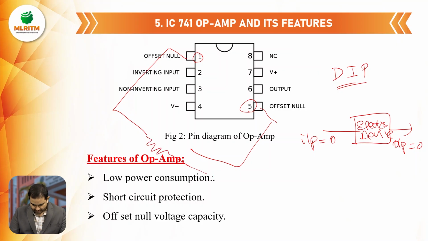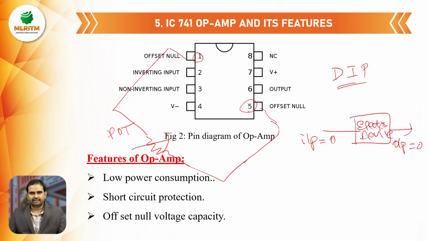Potentiometer is nothing but variable resistor only. So here I have connected a potentiometer across pin 1 and pin 5. By keep on varying it, we can make the offset values as 0. That is the purpose of pin 1 and pin 5.